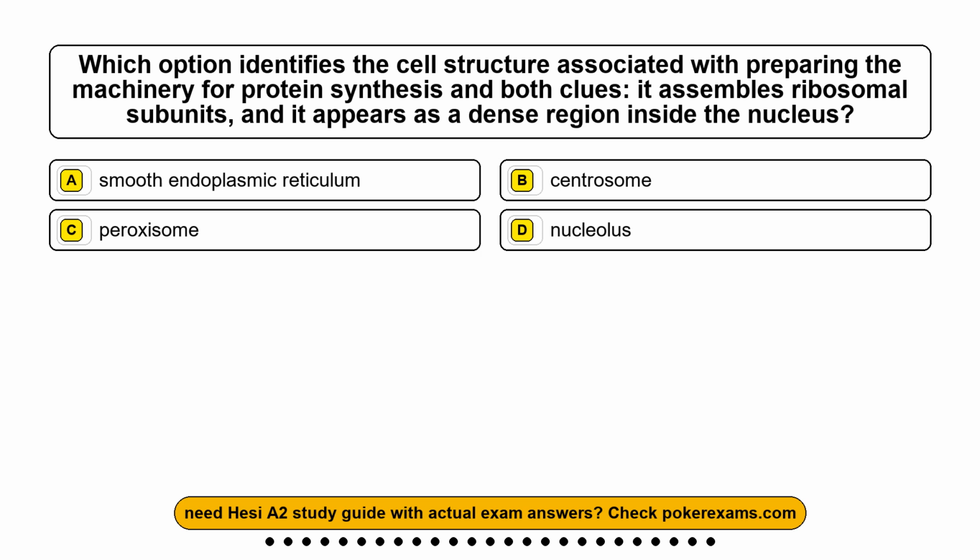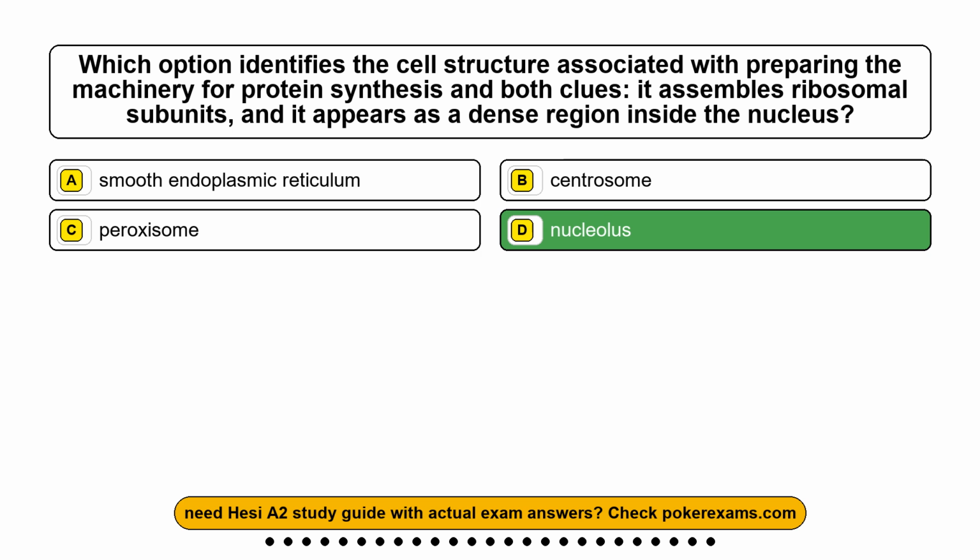Question 6. Which option identifies the cell structure associated with preparing the machinery for protein synthesis? In both clues, it assembles ribosomal subunits, and it appears as a dense region inside the nucleus. Option A. Smooth endoplasmic reticulum. Option B. Centrosome. Option C. Peroxisome. Option D. Nucleolus. The correct answer is option D.